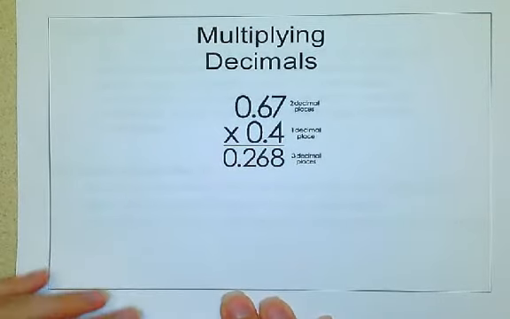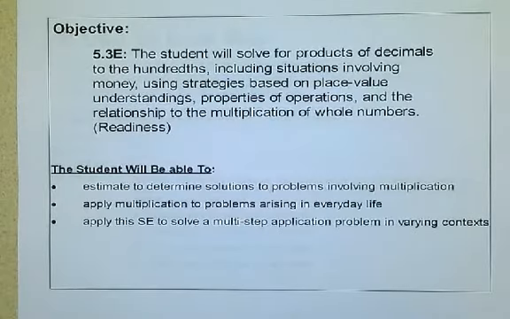Multiplying decimals. This is 5.4e. The student will solve for products of decimals to the hundredths, including situations involving money, using strategies based on place value, understanding, properties of operations, and the relationship to the multiplication of whole numbers.